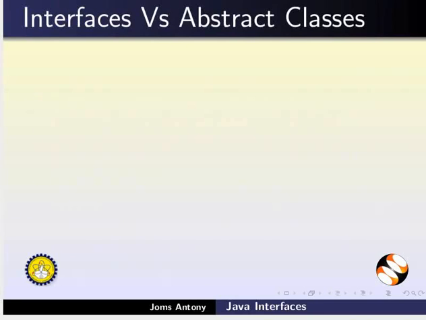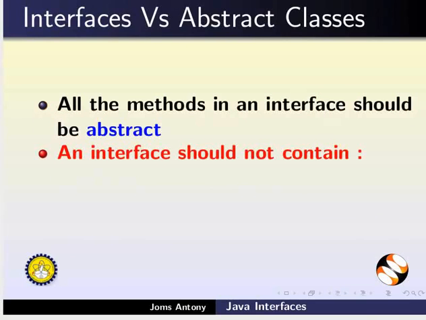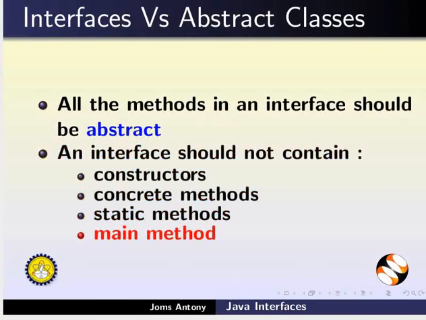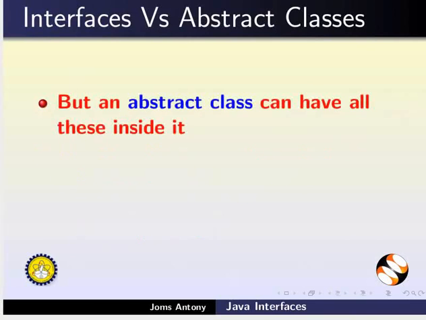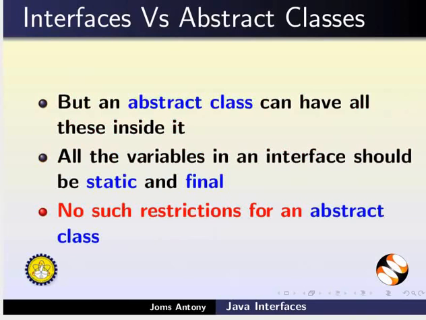Now, let us explore the differences between an interface and an abstract class. All the methods in an interface should be abstract. Within an interface, there should not be any constructors, concrete methods, static methods, and main method. But an abstract class can have all these inside it. The variables in an interface should be static and final. There are no such restrictions for an abstract class.